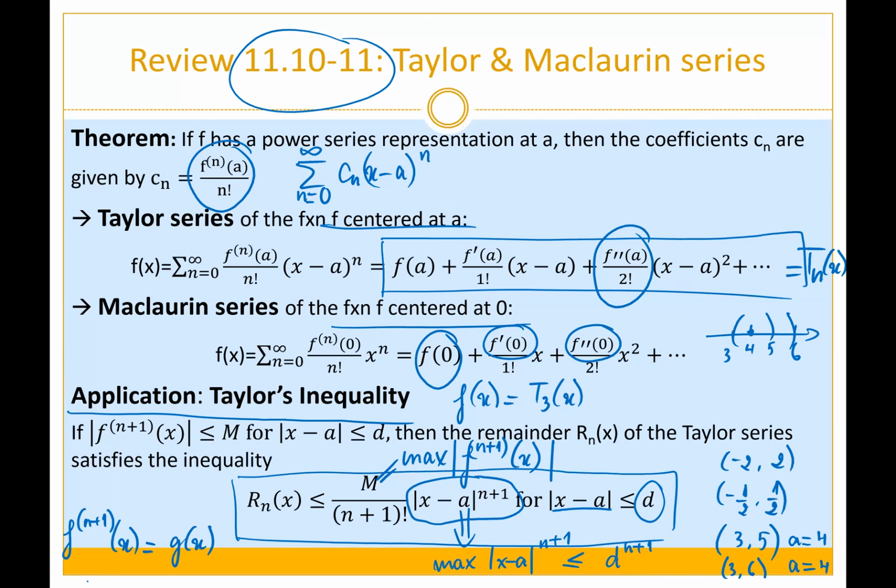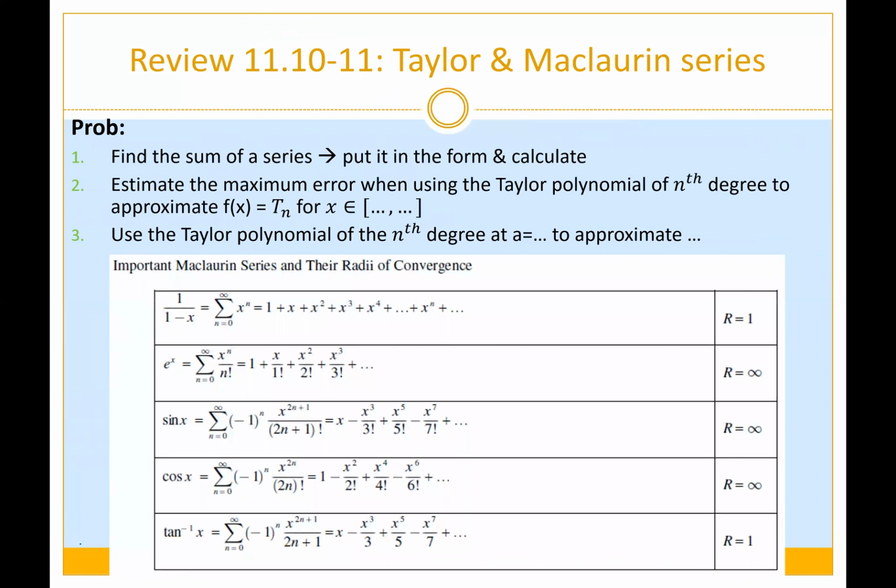Now let's go solve the problems that you might be asked. First of all, find the sum of a series. What I said in the last section: put it in the form and calculate. Here you have the Taylor series and the Maclaurin series as well, so there are more chances of finding the sum using the power series. Second, estimate the maximum error when using the Taylor polynomial of degree n to approximate.